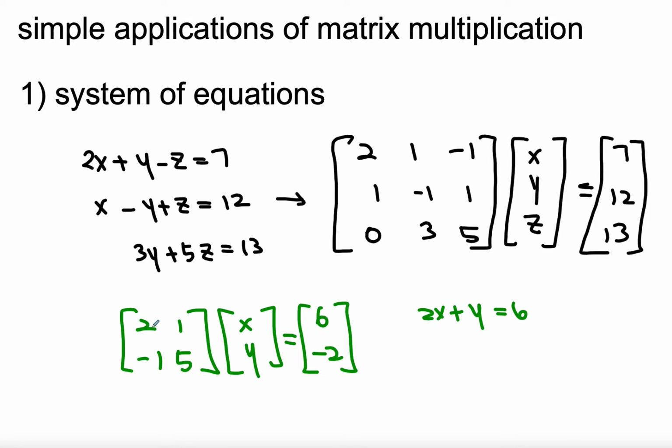They're in the same location: first row, first column, that's equal to 6. Second row, first column becomes what? Negative x plus 5y equals negative 2. You see, what's happening here is that we were able to express the matrix multiplication as a system of equations, whether it be 2 by 2 or 3 by 3. Of course, we can go for n by n as well if you expand it. Now, let's move on to the next question.